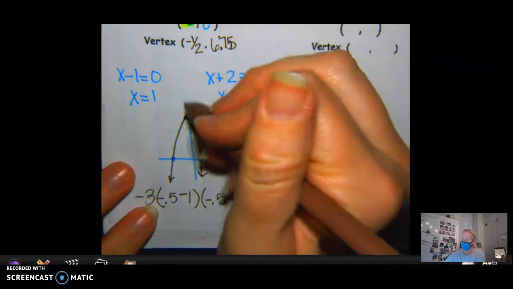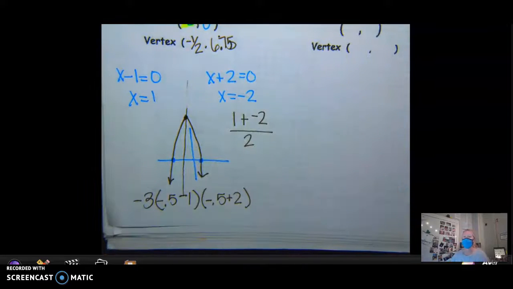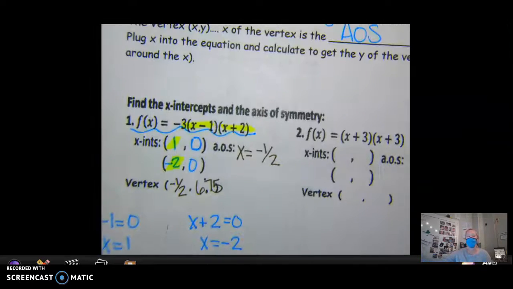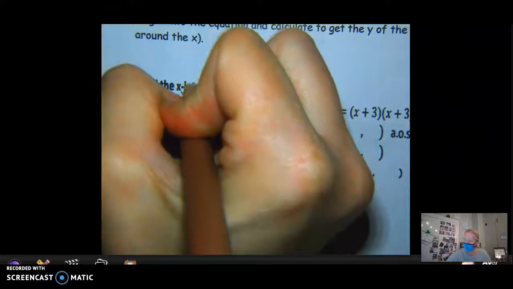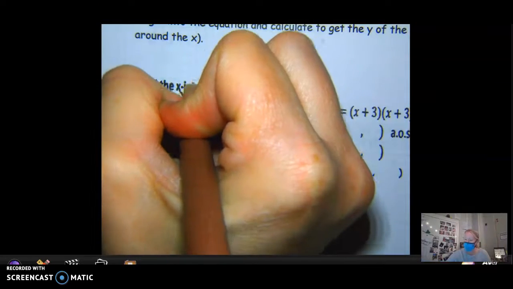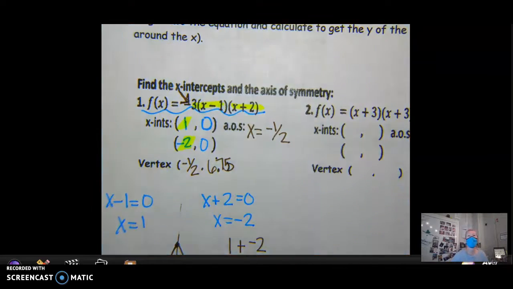My AOS is right here at -1/2. Is this guy going up or down? Down. So does it have a max or a min? Max. Guys, look at this value. Here's my A value. Does it tell me that it should be going down? What about it tells me that it should be going down? It's the negative. It tells me it's going down.